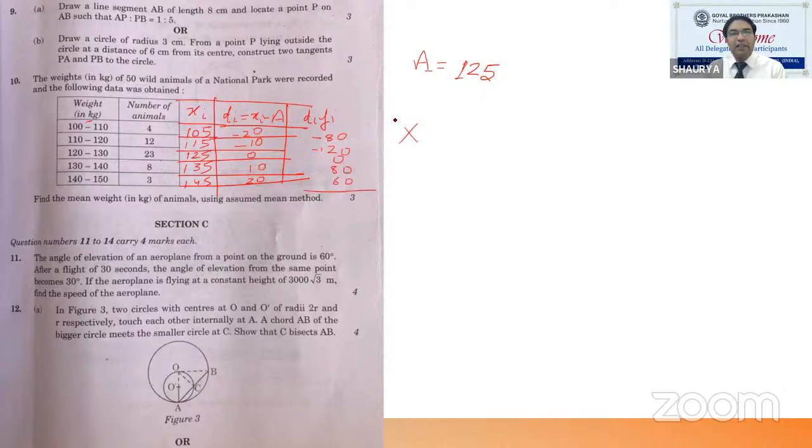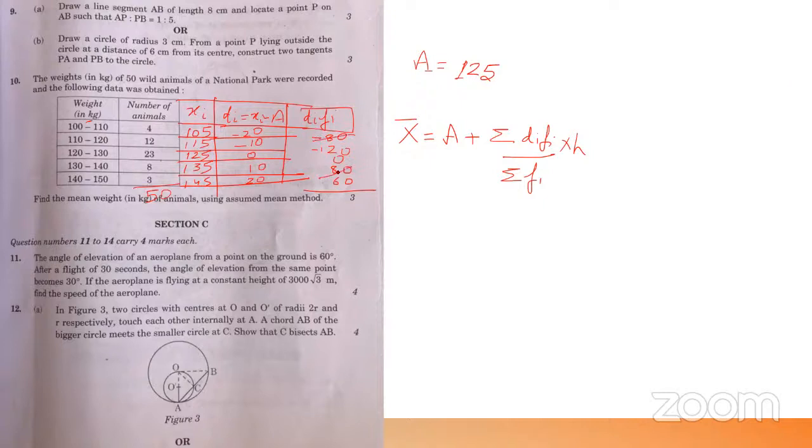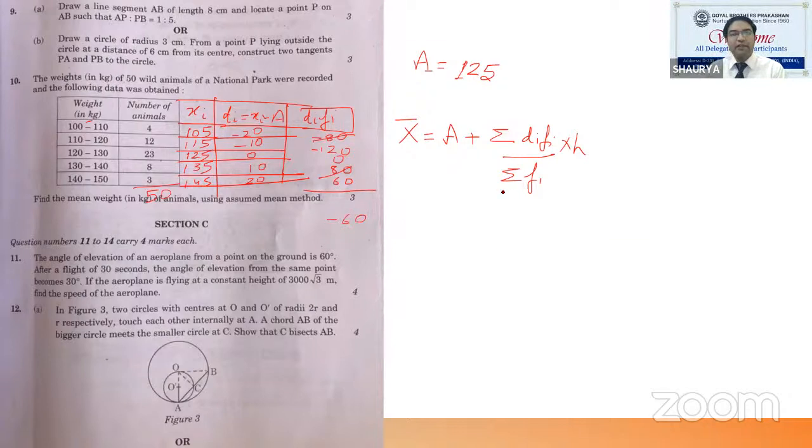Now the mean, as we know from the assumed mean method, is simply A plus summation Di Fi upon summation Fi into h, right? So let's calculate the sum of these two columns, the frequencies first. 12 plus 4 is 16, plus 23 is 39, plus 11 is 50. So summation Fi, the denominator, is 50. Let's calculate the sum of the column di into Fi. Minus 80 and plus 80 get cancelled. Minus 120 plus 60 is minus 60, right?